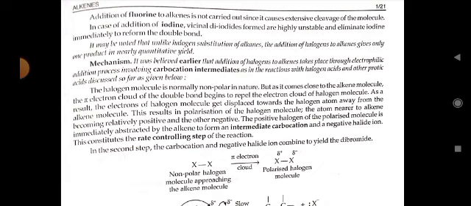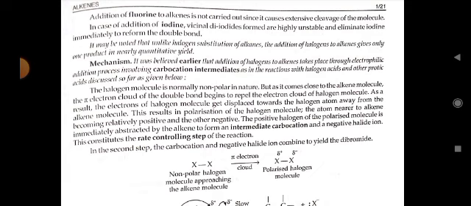It was believed earlier that the addition of halogens to alkenes takes place through an electrophilic addition process involving a carbocation intermediate, as in the reaction with halogen acids and other protic acids discussed so far, as given below. The halogen molecule is normally non-polar in nature, but as it comes close to the alkene molecule, the pi electron cloud of the double bond begins to repel the electron cloud of the halogen molecule. As a result, the electrons of the halogen molecule get displaced towards the halogen atom away from the alkene molecule. This results in polarization of the halogen molecule, the atom nearer to the alkene becoming relatively positive and the other negative.